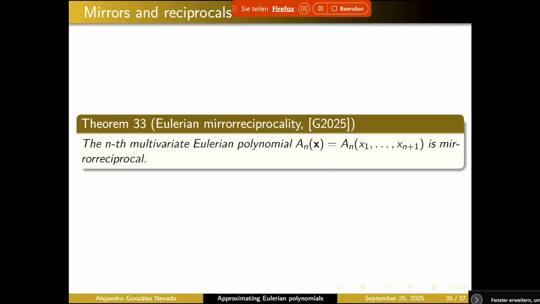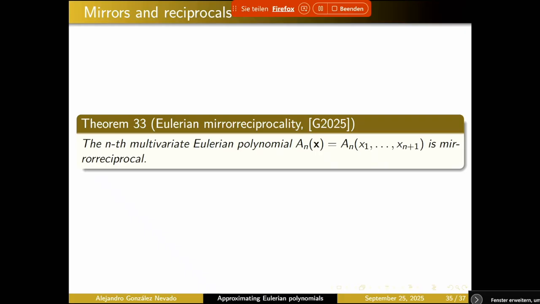Because if you have a bound here and then the roots of these polynomials, if R is a root of this polynomial, then as it is palindromic, 1 divided by R is the other root, and all the roots are negative. So this gives you another bound here. This is how you do it.